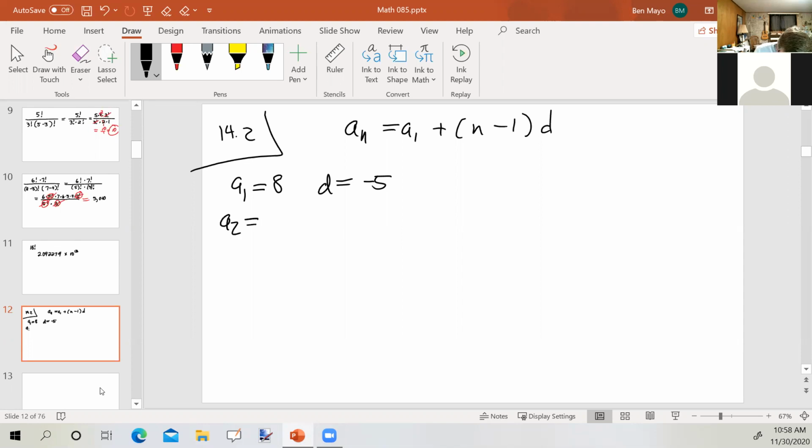So first of all, the general instructions said to find the first 5 terms, and then we're supposed to find the 25th term. Okay, since the common difference is -5, that means that we are going to add -5 to each term to get the next term. So 8 plus -5 would be 3. 3 plus -5 would be -2.